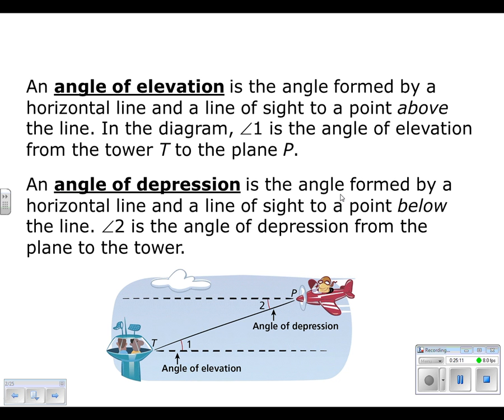An angle of depression is the angle formed by a horizontal line and the line of sight to a point below the line. Angle 2 is the angle of depression from the plane to the tower.